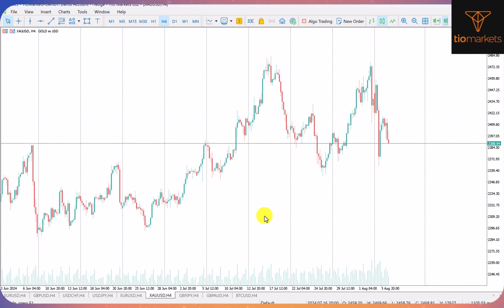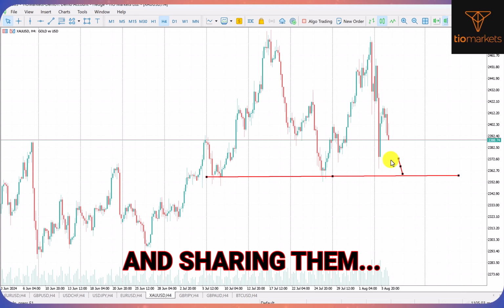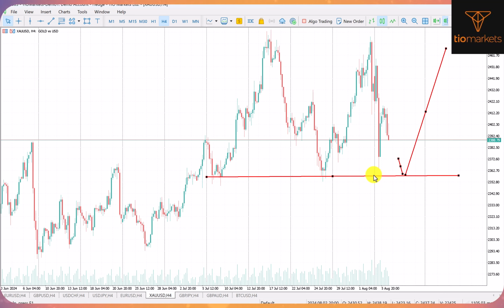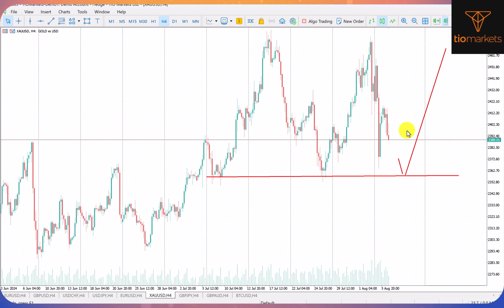So this is gold, and what do you see? What you should see first is the equal lows in this area, right? So these equal lows are being marked by someone out there in the world. Someone has this, and he has these types of lines on his chart, right? So I want you to know something. If an area has been retested many times, the break is imminent. That's what you have to understand when it comes to liquidity. That simple concept is what is gonna save you.